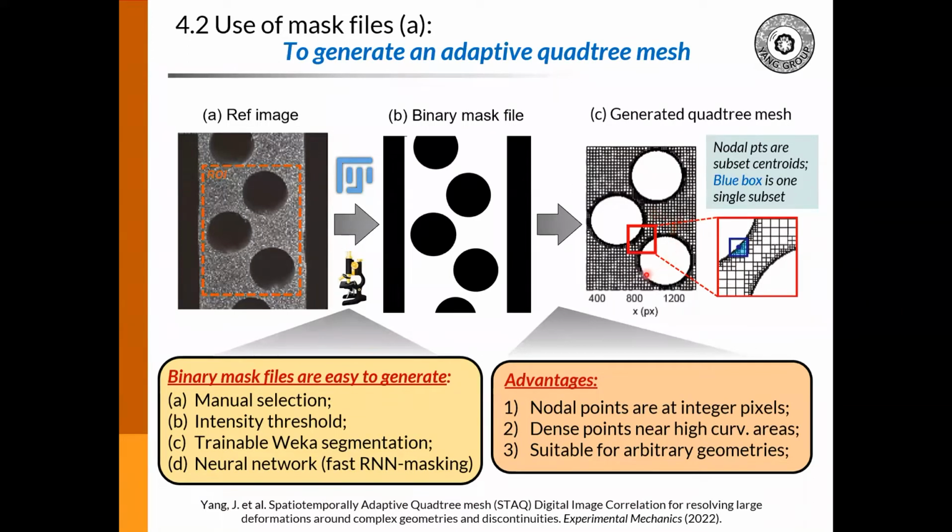Here is one example. You see this is the same region for the DIC problem, and I can generate this quadtree. Near this circular hole area, the mesh has been automatically refined, right? And this is how the refined mesh looks. Each of these nodal points is a control point for my DIC problem. So we use this mask file, first of all, to generate this quadtree mesh automatically.